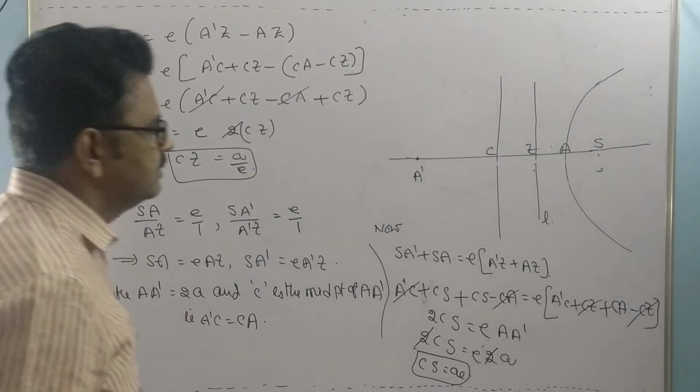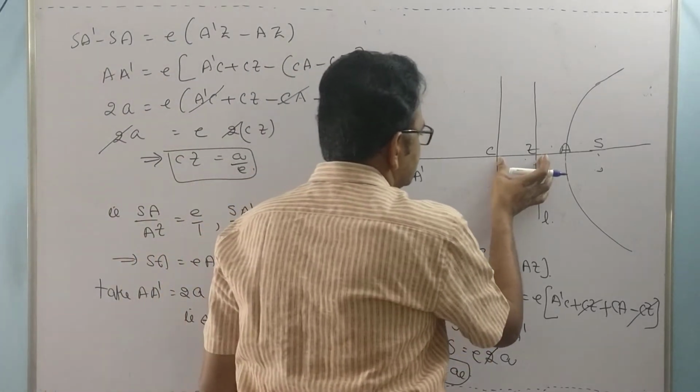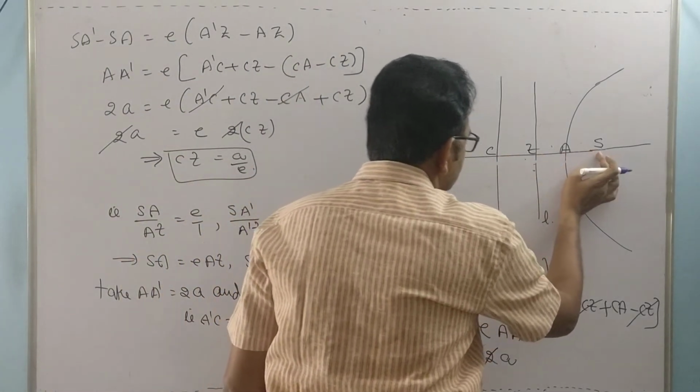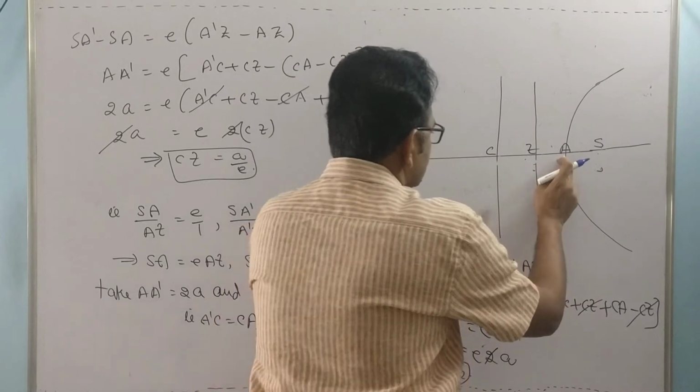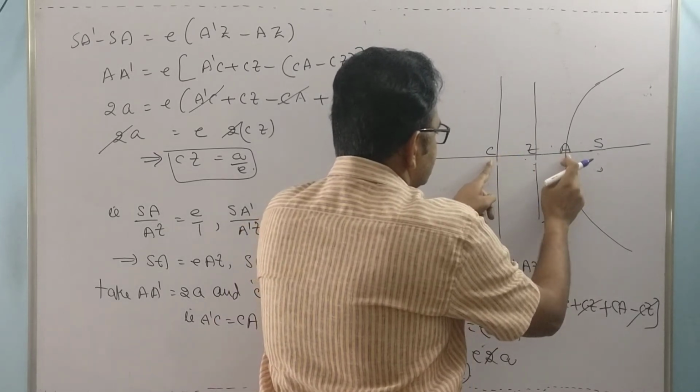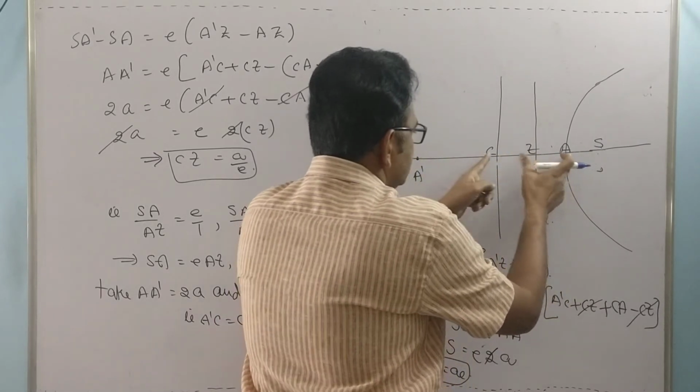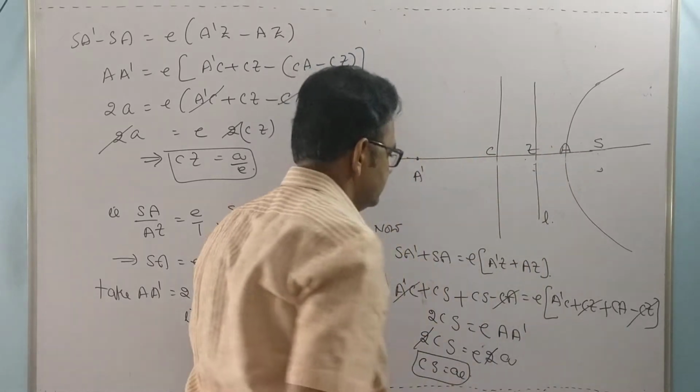Now this is CZ equal to a by e and CS is equal to ae, and CA is equal to a because C is the midpoint. So AA dash equal to 2a. So this is a and this is a.